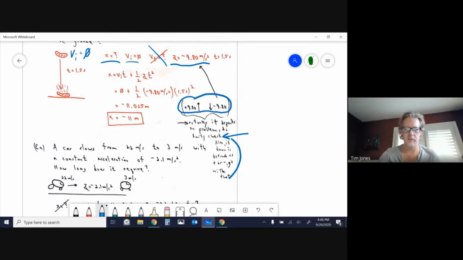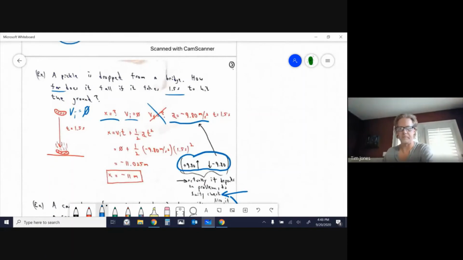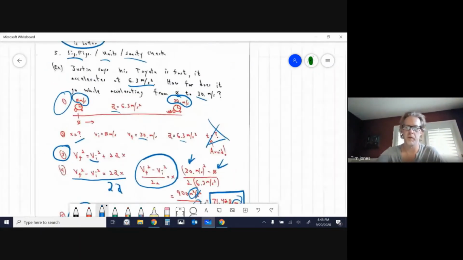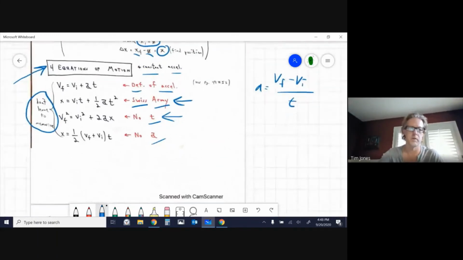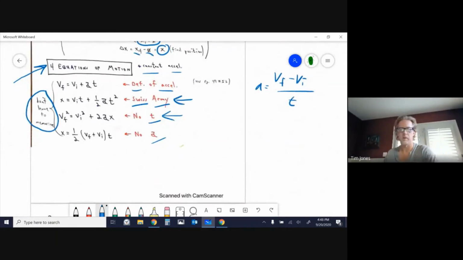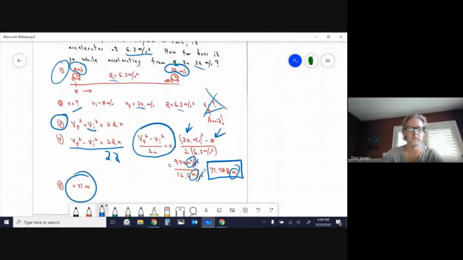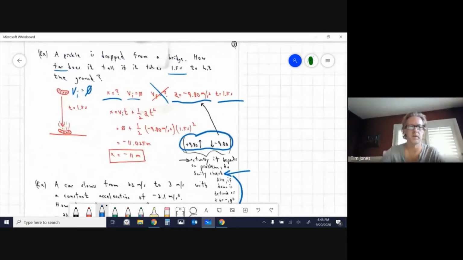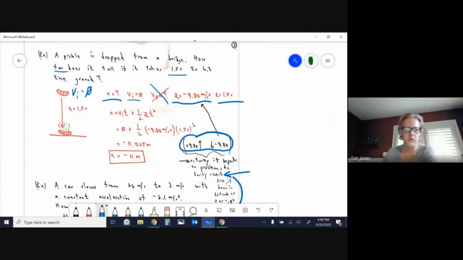And they said that the time was 1.5 seconds. So in this case, we need the equation that doesn't have VF. Going back up here, the equation that doesn't have VF is the Swiss Army equation. It's also the one that you want to guess if you don't know what to do. Back here, take the Swiss Army equation like I have here. We want to know how far it falls, so fortunately, it's already in the format we want.